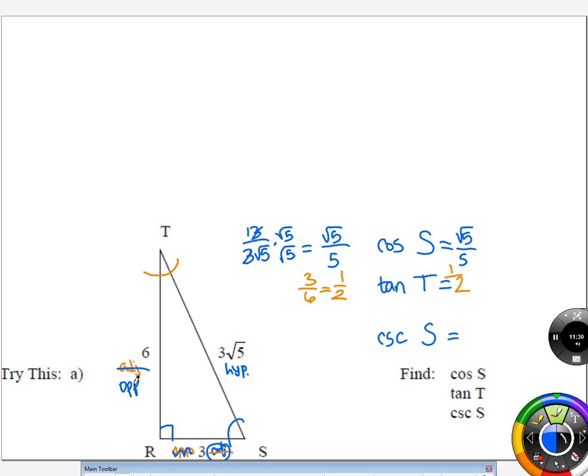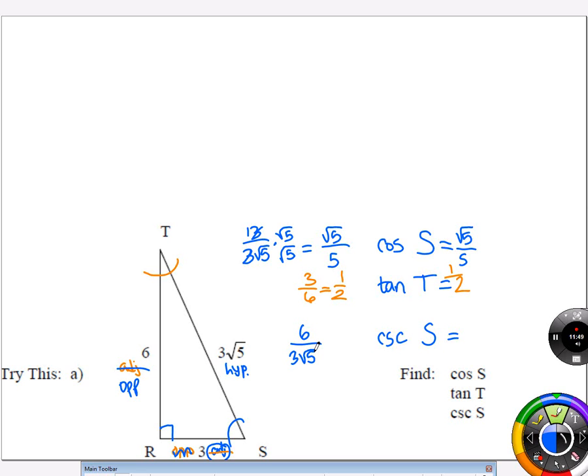What do you guys want to find first? I personally wouldn't be like, oh, the cosecant, I know how to do that. What would I look for first? The sine of angle S, right? And then I would just take its reciprocal. So what is the sine of angle S? 6 over 3 rad 5.